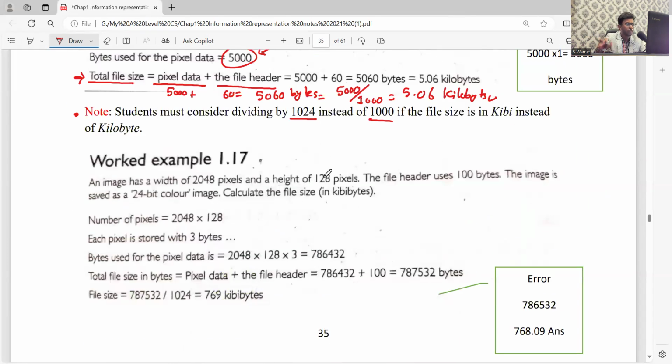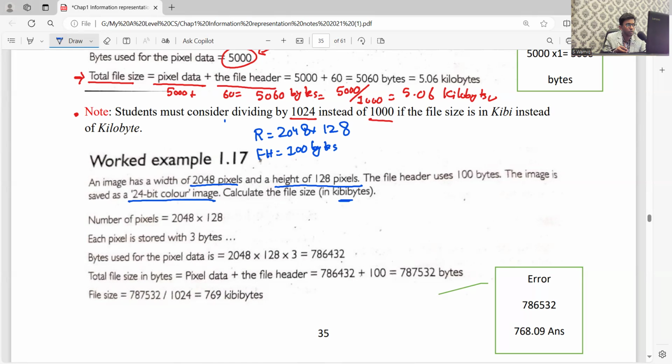So I have another example here. This says that I have an image. This image has a width of 2048 pixels and a height of 128 pixels. So the width given to me is 2048 and the height given to me is 128 pixels. Again, the size of the file header is 100 bytes. The image is saved as a 24-bit color image. Calculate the file size in kibibytes.